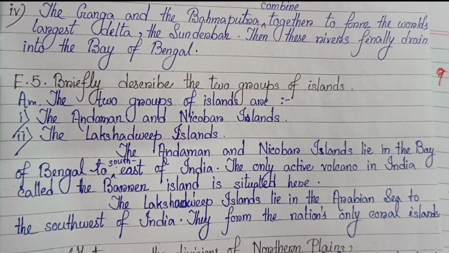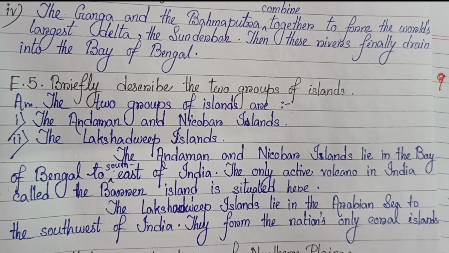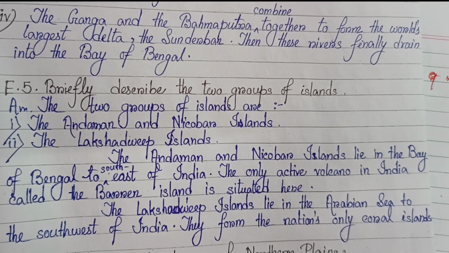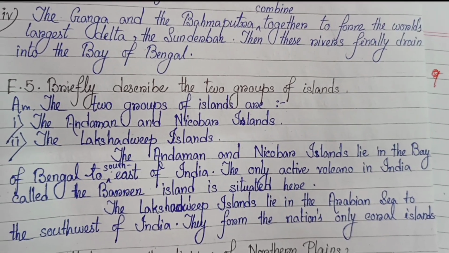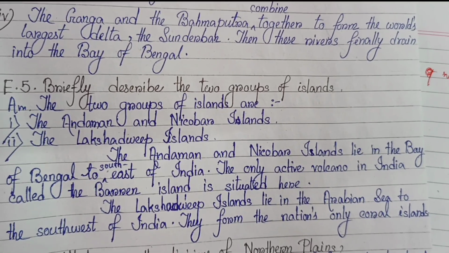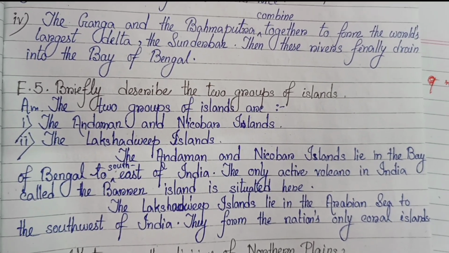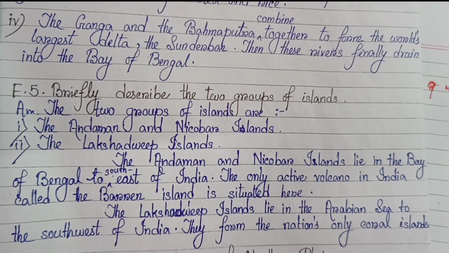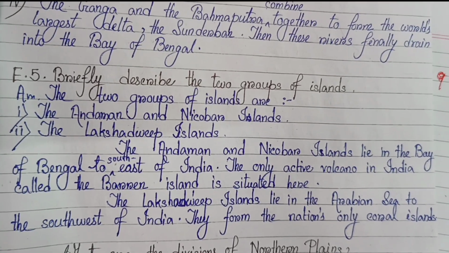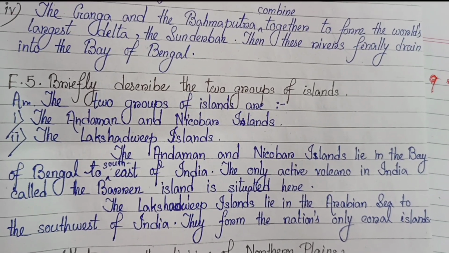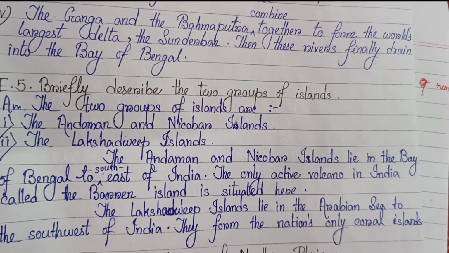The Andaman and Nicobar Islands lie in the Bay of Bengal to the southeast of India. The only active volcano in India, called Barren Island, is situated here. The Lakshadweep Islands lie in the Arabian Sea to the southwest of India. They form the nation's only coral islands.